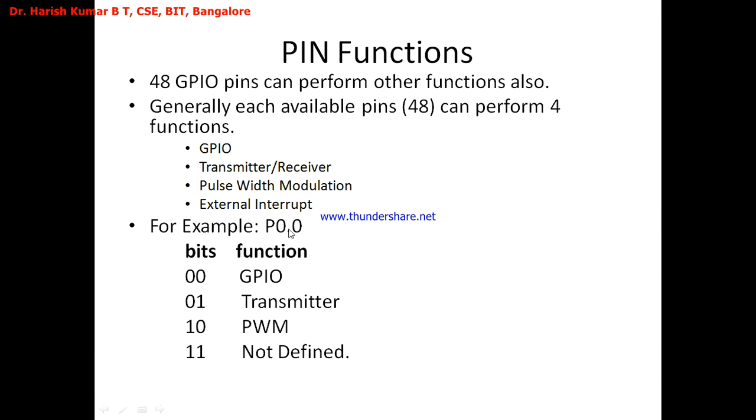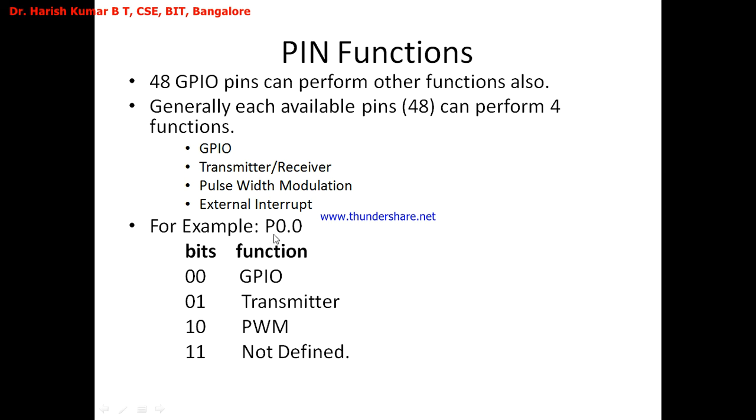Now I have an example. Say I am taking P0.0, that is the 0th pin of port 0. Now these are the functions. If I want to make this 0th pin of port 0 operate in general purpose input output mode, then this is the value I have to give: 0 0. If I give 0 0, then P0.0 acts as general purpose input output. Where to give this 0 0, I'll explain in the next slides.